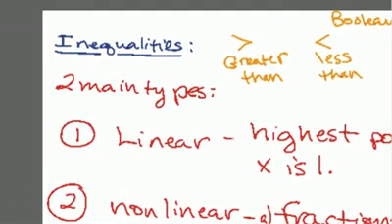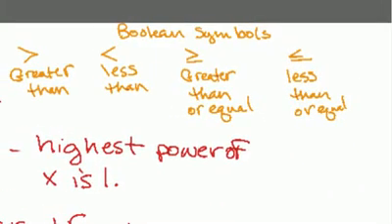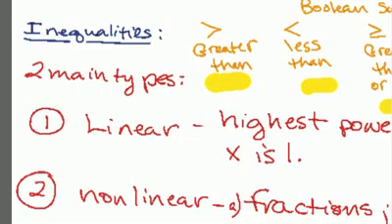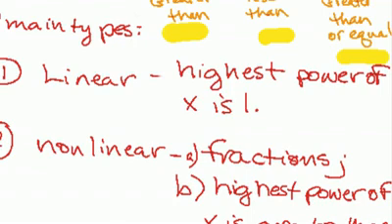Today we're going to be talking about inequalities. What are the basics of inequalities? Well, they're based off these Boolean symbols that indicate whether one value is greater than, less than, greater than or equal to, or less than or equal to another value. Usually the larger end of this symbol points to the larger number or value, and the smaller point points to the smaller end. Okay? So there are two main types, and one is linear.